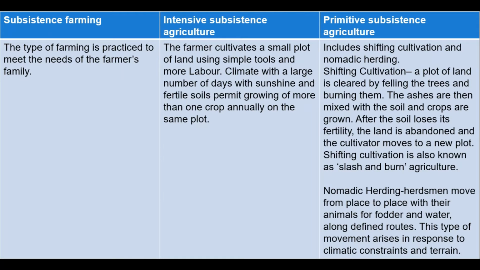Nomadic herding. Herdsmen move from place to place with their animals for fodder and water along defined routes. This type of movement arises in response to climatic constraints and terrain.